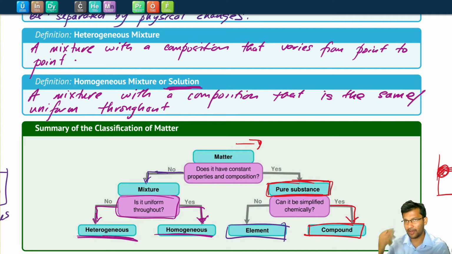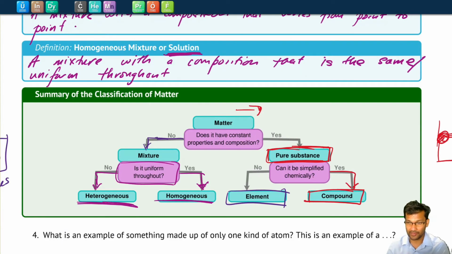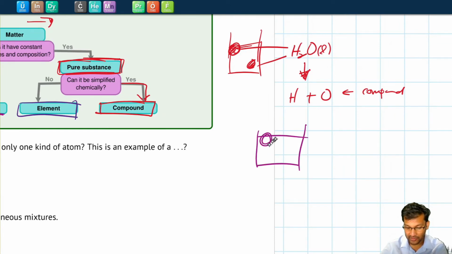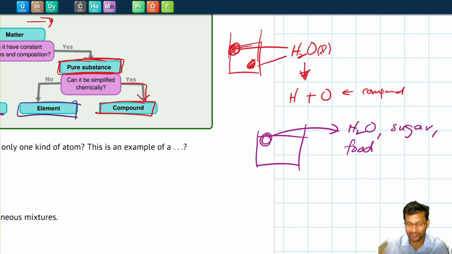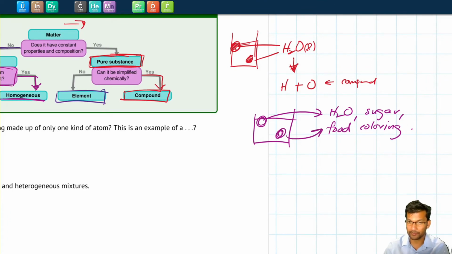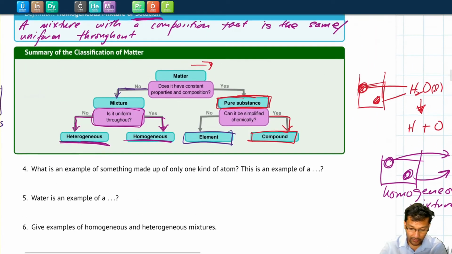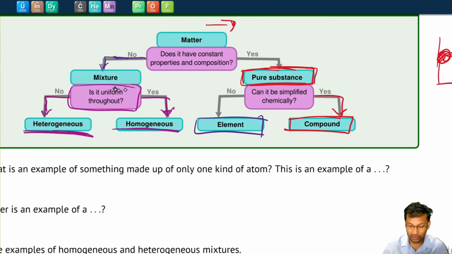An example would be a sugary drink. No matter where you look at in that little sugary drink mixture, you should find the same compositions of water, sugar, and food coloring, which is pretty much all that's in sugary drinks these days. Doesn't matter where you look at it, you'll find the same makeup. It doesn't vary from region to region. So this is a homogeneous mixture or a solution. So those are the ways that we can classify matter. Matter can either be a mixture or a pure substance. Mixtures can either be heterogeneous or homogeneous, and pure substances can either be elements or compounds.